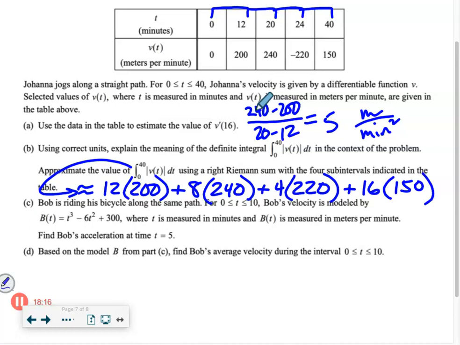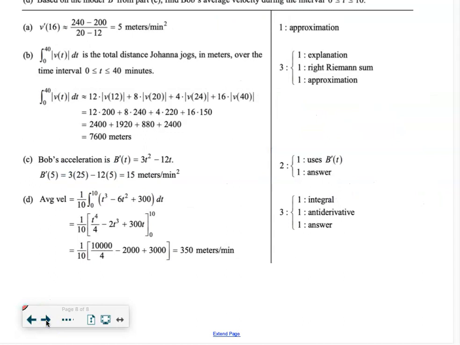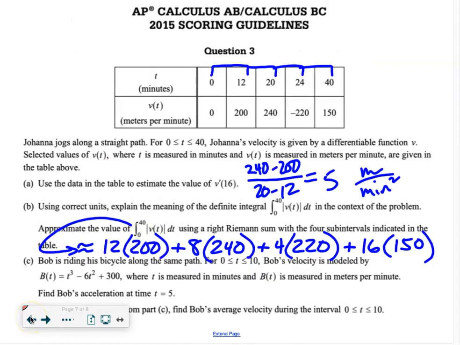If you don't want to figure out what that equals, I will tell you: 7,600 meters. But you didn't have a calculator. Could you just leave it unsimplified? Yep, absolutely, as long as it's numeric. Yes, you can leave it unsimplified.